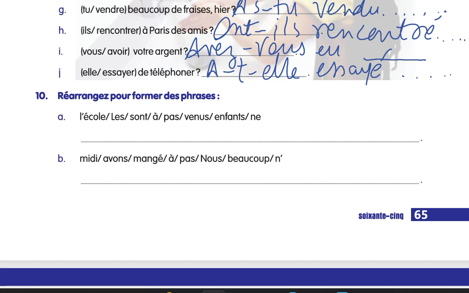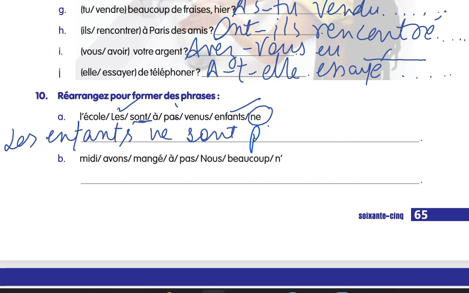Okay, rearrange to form phrases. Let's do that. First of all, find out the subject, which is les enfants. Now you know, once you have found the subject, what comes after the subject? The verb, être or avoir, the verb will come. So I have this, but the phrase is negative. It means what comes before the verb? Ne, then the verb, then pas. So I got one set: ne, sont, pas. After that, PP will come. Venue, okay, venue, then the object. In this way, it will be very easy for you to find it.